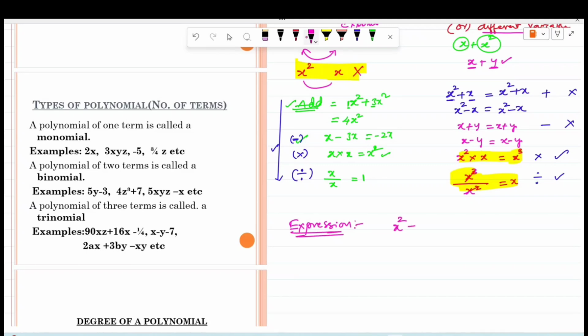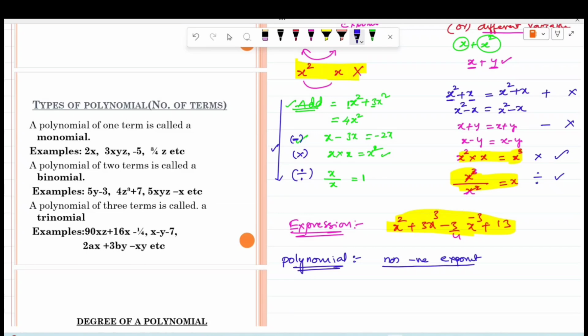I can say that x square plus 3x cube minus 3 by 4 x power minus 3 plus 13 becomes an expression. It contains positive exponents and negative exponents also. But what does a polynomial contain? Now I'm teaching the definition of a polynomial: an expression that contains non-negative exponents as well as non-fractional exponents.